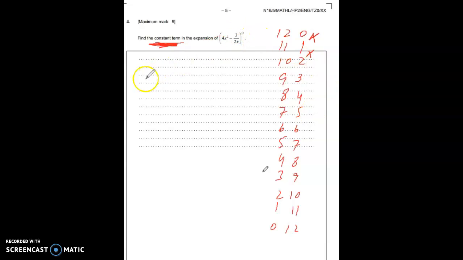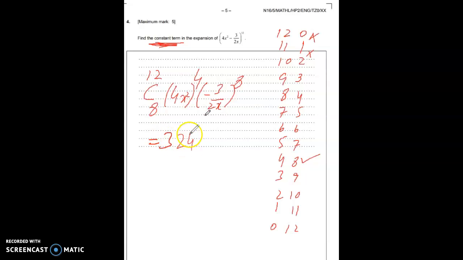So if we use the combination formula, 12c what? If you look back, 4 times 2 is 8 and here it's 8, so 12c8. That means in the first bracket you take 4x squared and in the second bracket minus 3 over 2x. So here this will be 8 and here this is 4. If you simply use the calculator for this, you will come up with the final answer. The answer to this question will be 3,247,695.